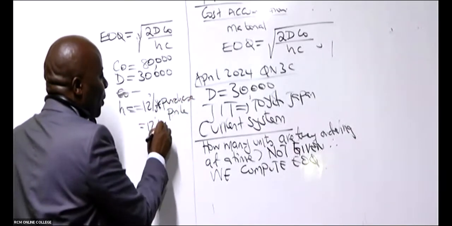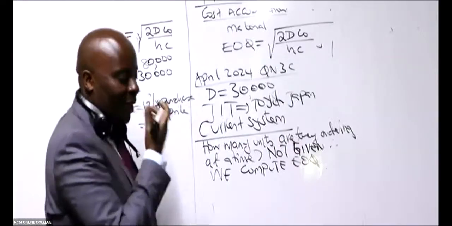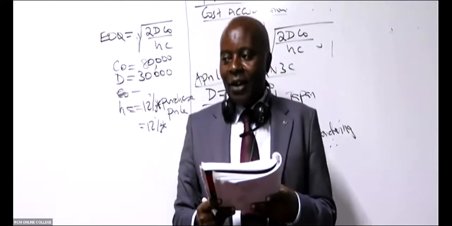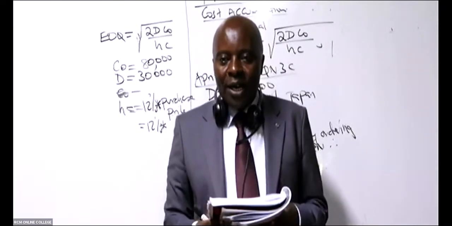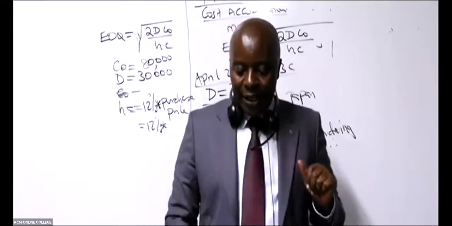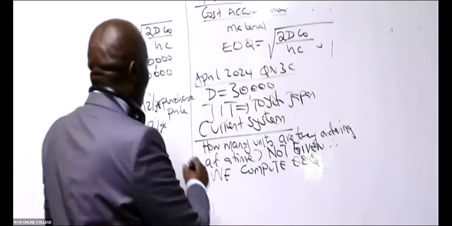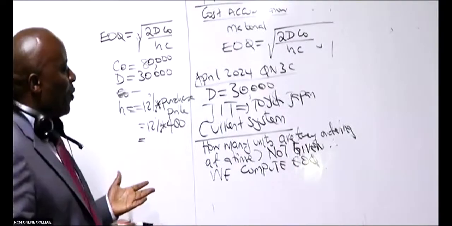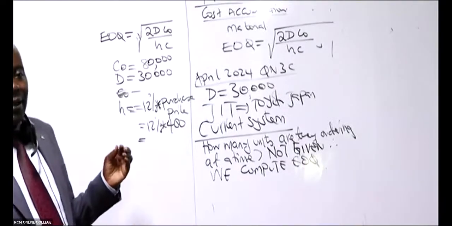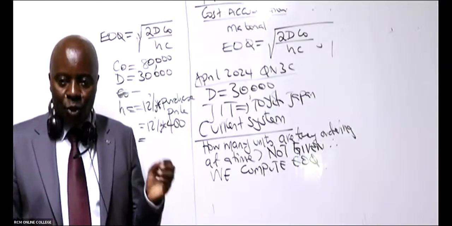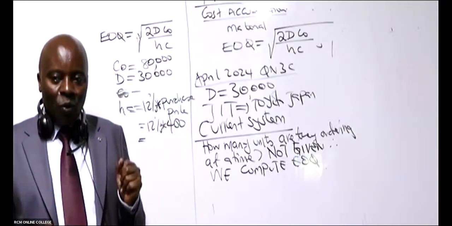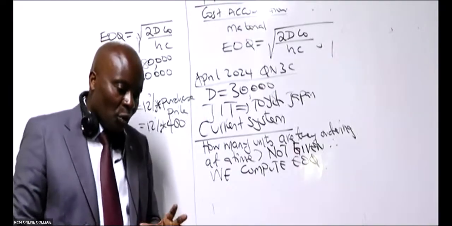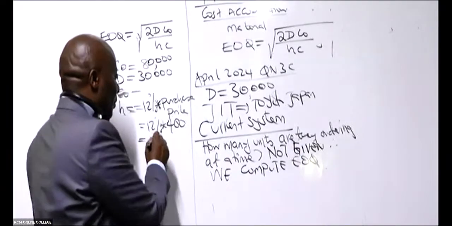So it will be 12% times, have they given us the purchase price in this question? It is 400. Thank you so much. So 12% times 400. Remember, 12% is the same as 0.12, which will end up giving us what figure? So they're giving me 40 what here, somebody?